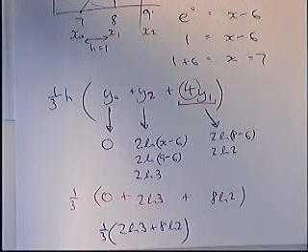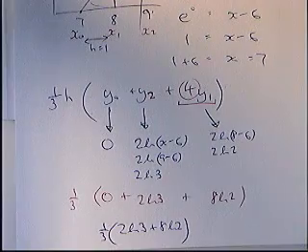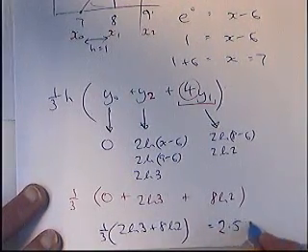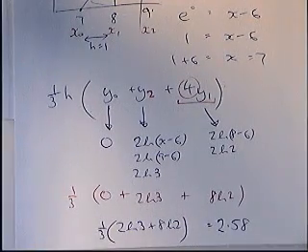And it says find an approximation. You could give your answer as that, or if you type it into your calculator and get a decimal number out, you get 2.58. Either of those answers should be acceptable.